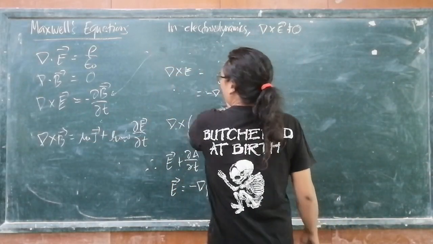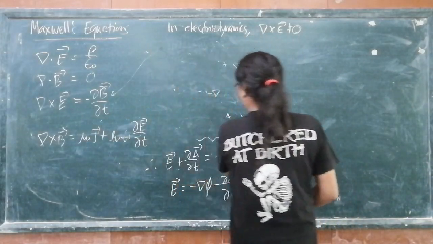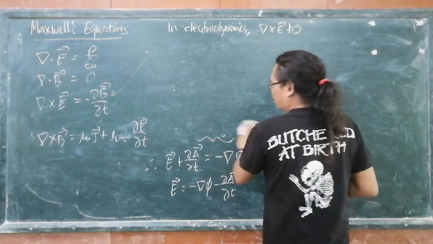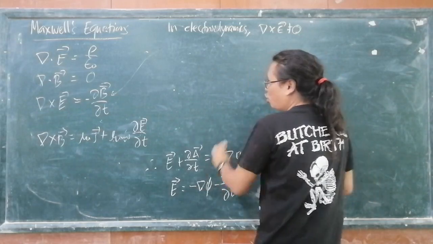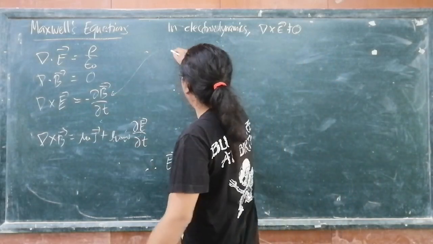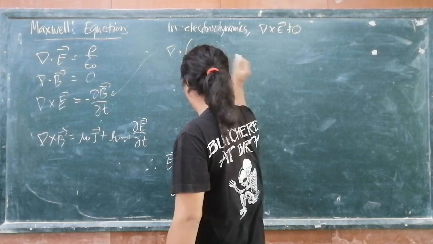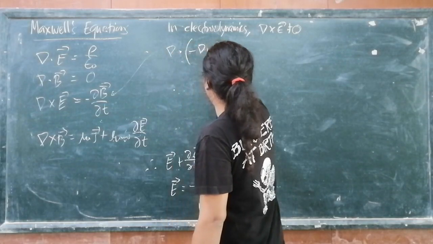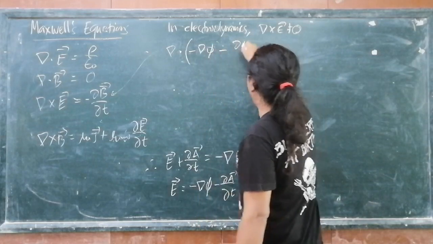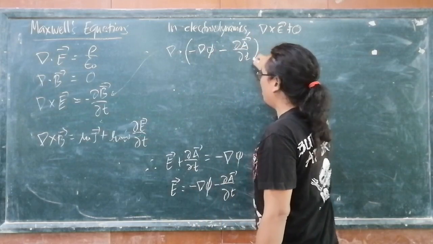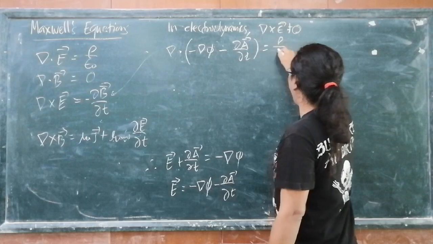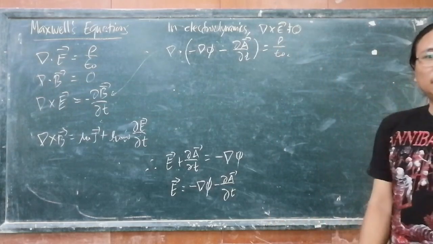Okay. When we substitute this one to this equation, what do we get? Del dot E, del dot what? Del dot minus del phi minus partial A over partial T equals rho over epsilon naught.